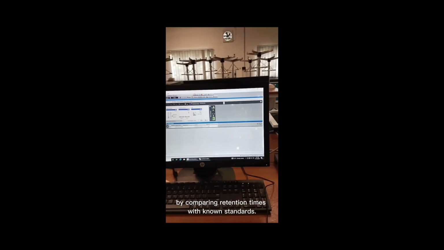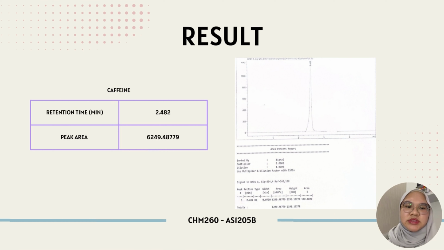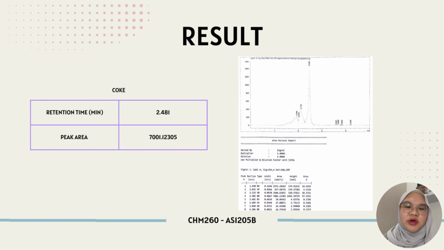I will be explaining the results. This figure shows the chromatogram of caffeine. For caffeine, it showed a retention time of 2.482 minutes. The peak area for caffeine is 6249.48779. The next figure shows the chromatogram of Coke, which also contains caffeine.